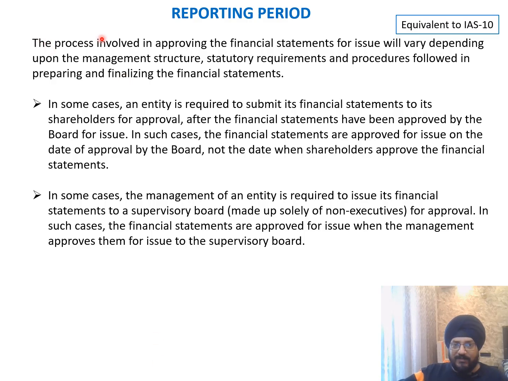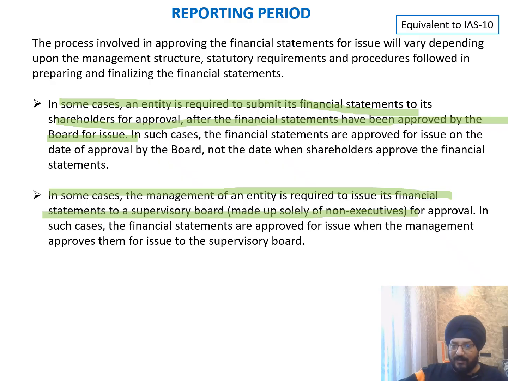Again, the process involved in approving the financial statements for issue will vary depending upon the management structure, statutory requirement, and the procedure followed in preparing and finalizing the financial statement. So basically two instances have been highlighted here. In some cases, an entity is required to submit its financial statement to its shareholders for approval after the financial statements have been approved by the board for issue. And second, in some cases, the management of an entity requires the issue's financial statements to be submitted to a supervisory board made solely of non-executives for approval.